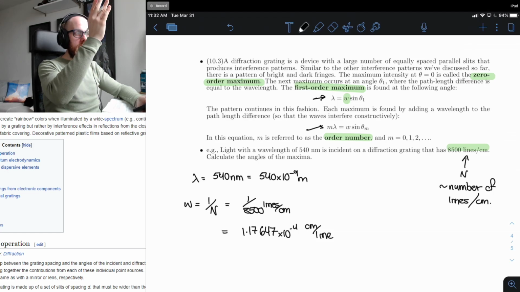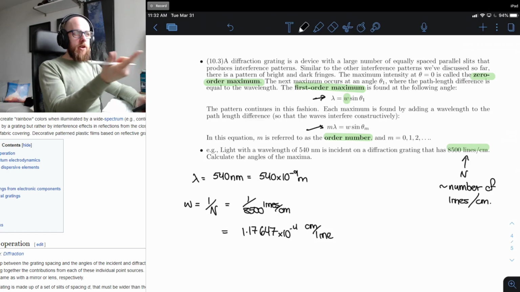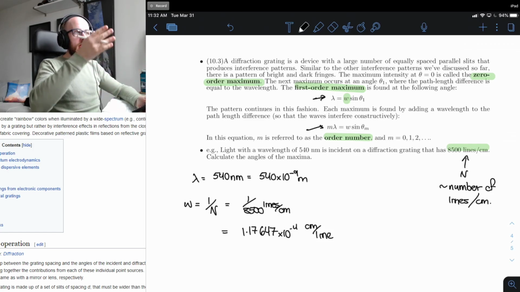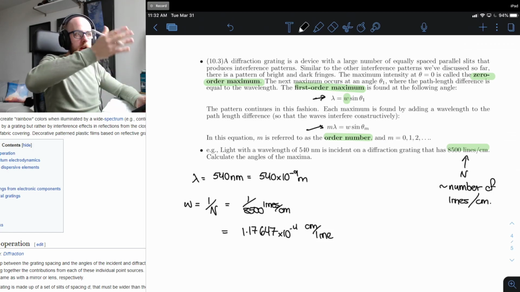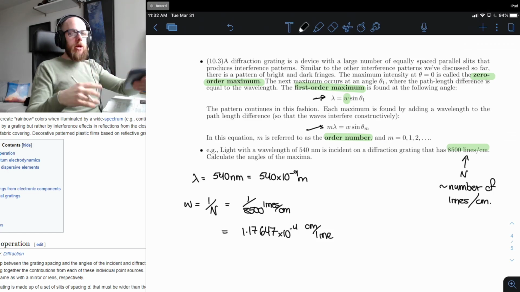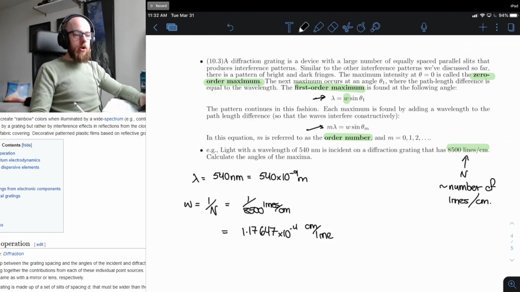So this tells me the width of each and every single one of those lines. Okay, so you can see immediately here that the lines are very, very narrow. And there's a ton of them just stacked right next to each other, and that is what a diffraction grating is.